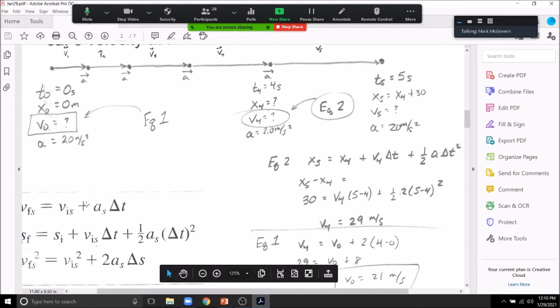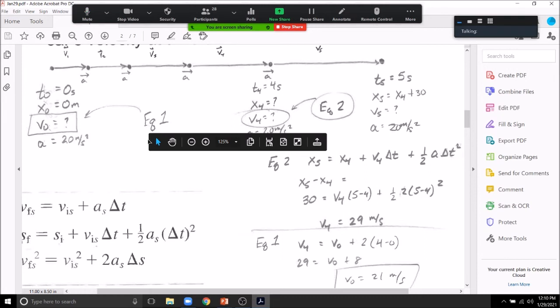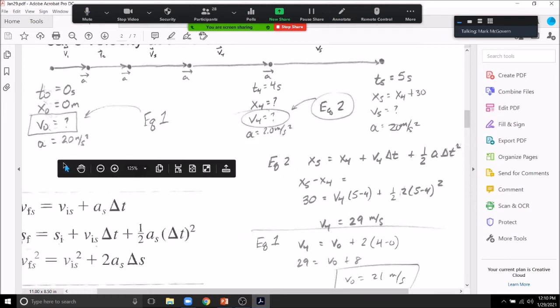Then I can now refer back to equation 1, and I can figure out what's going on at t equals 0 seconds. So my final velocity is 29. I don't know my initial velocity. I know my acceleration, and I know the delta t. And I find that my initial velocity was 21 meters per second. So that's an example of how I'm utilizing this method to solve this problem.